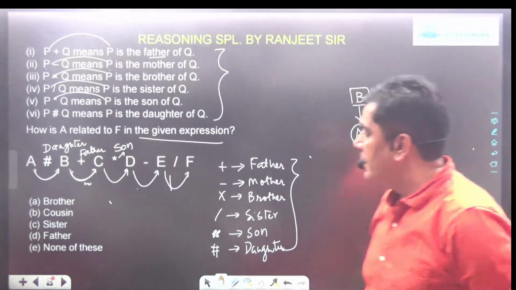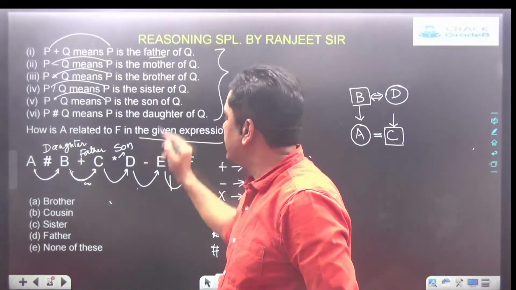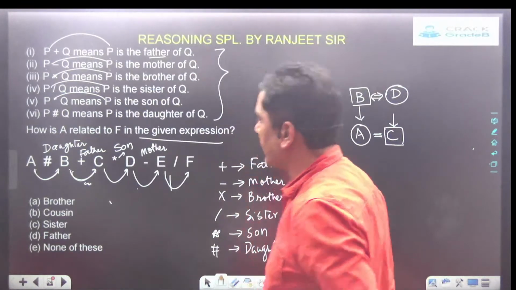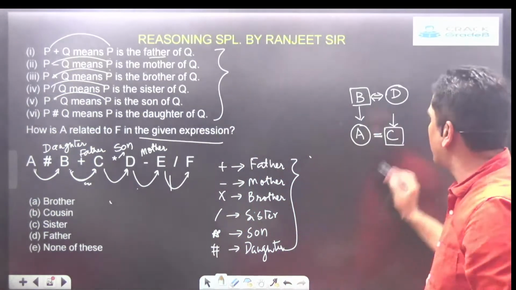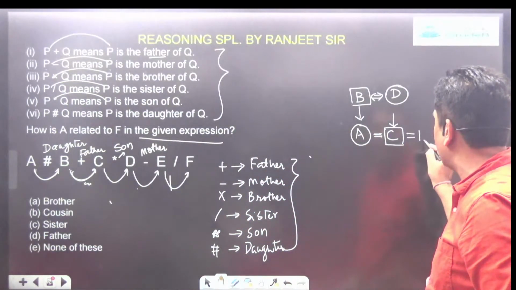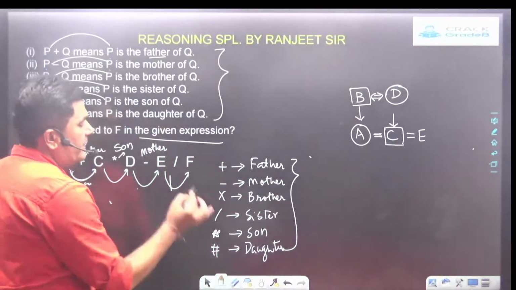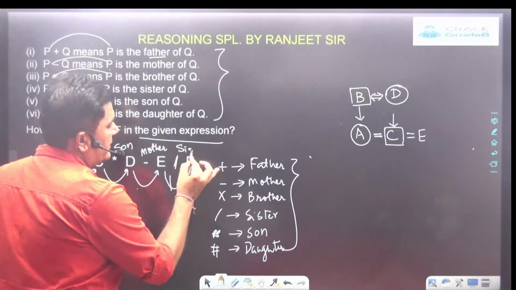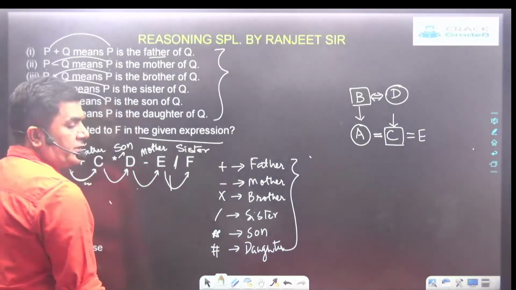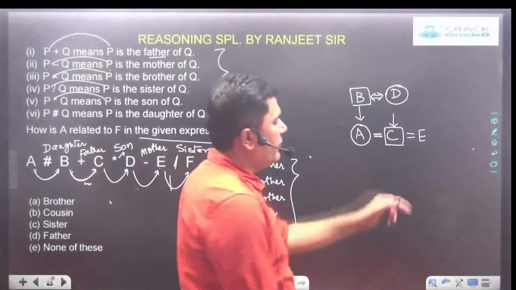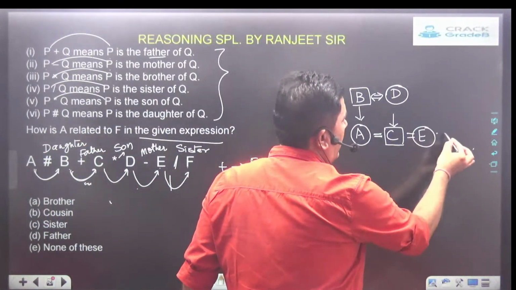Next one, D minus. Minus means mother. So D is the mother of E. D is the mother, so D must be female, and E, the child, must be over here. And the last one, slash means sister. So E is the sister of F. E is nothing but the sister of F.